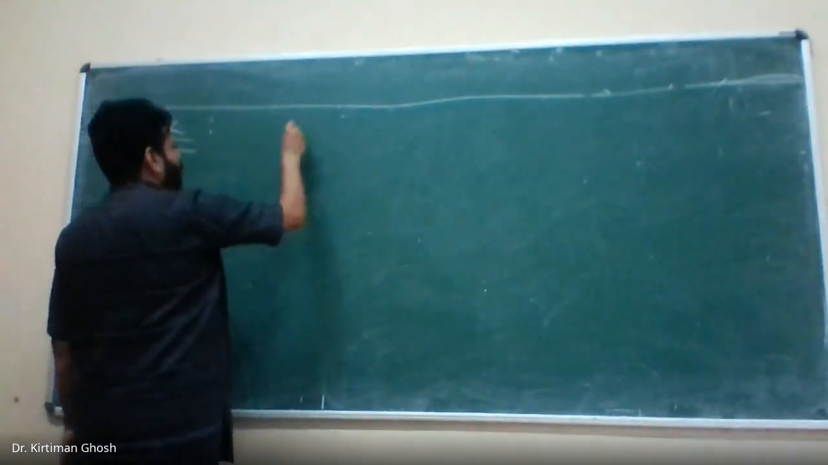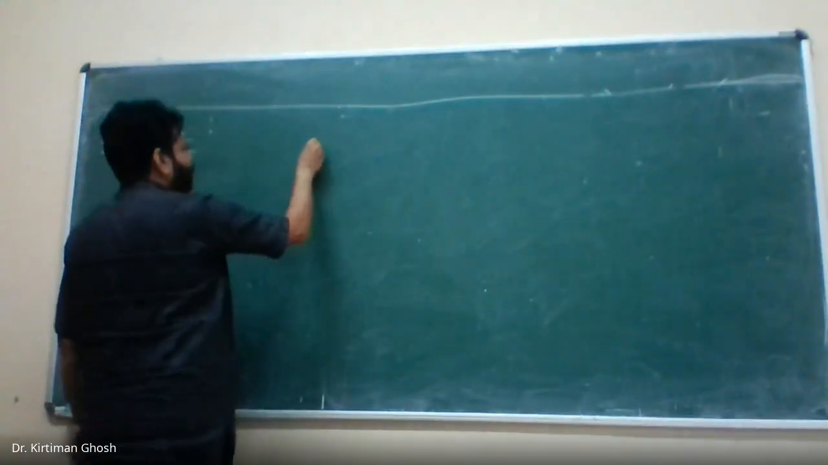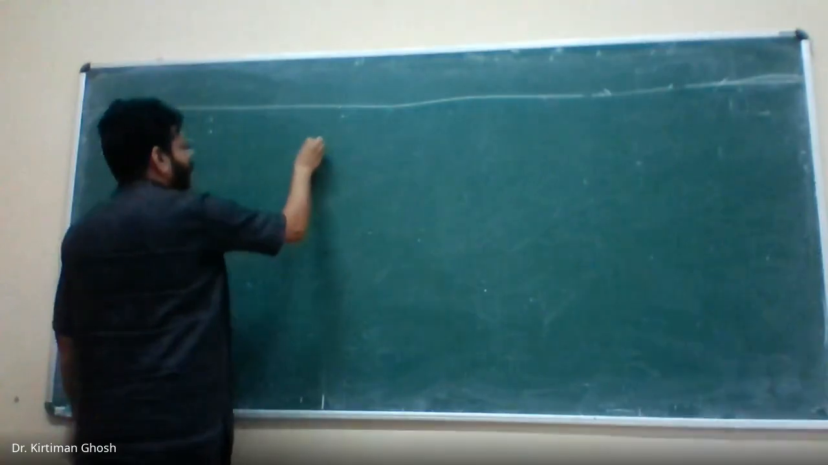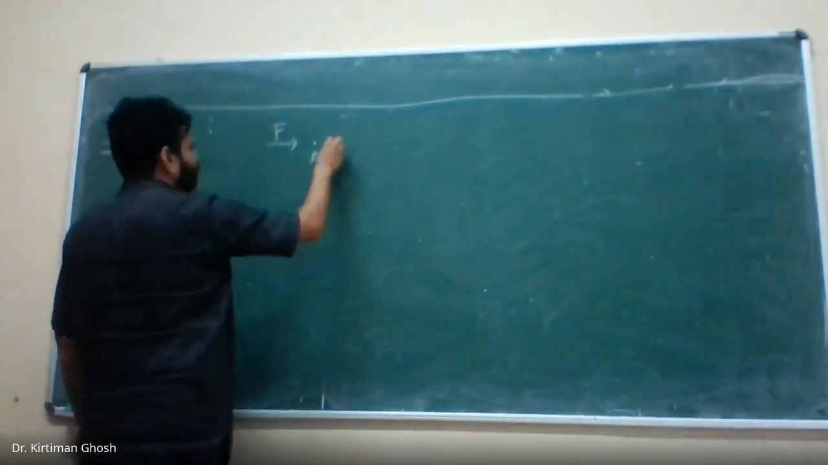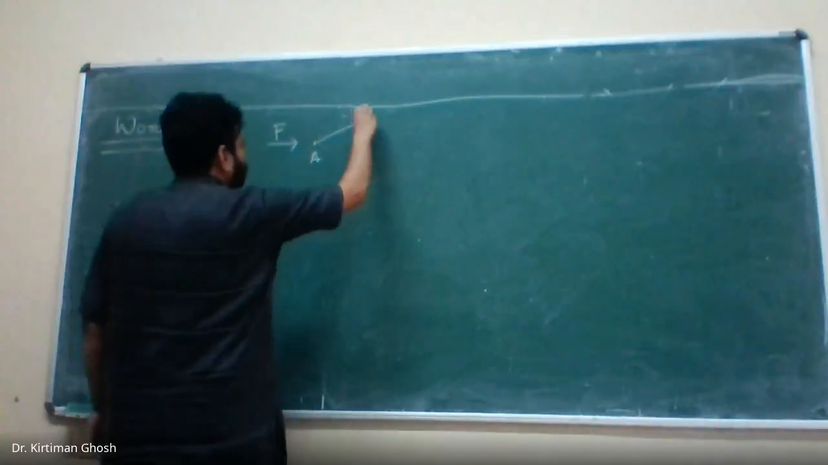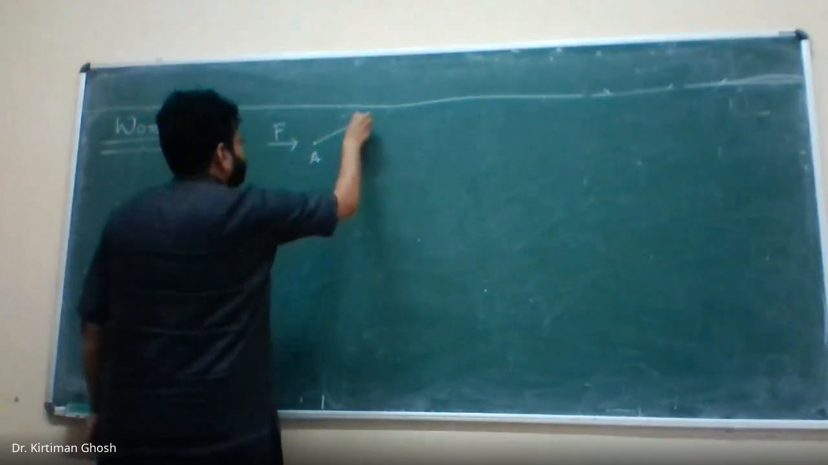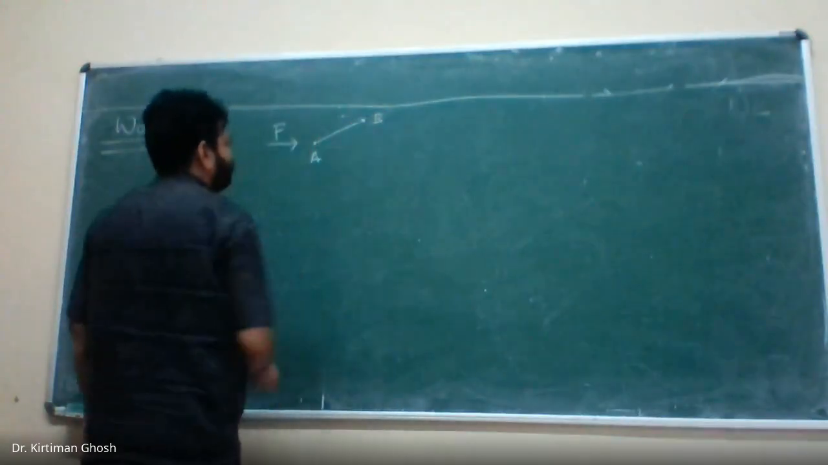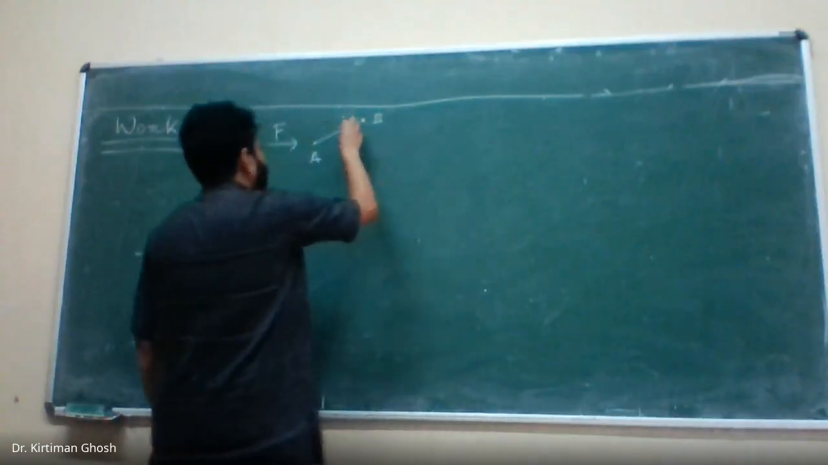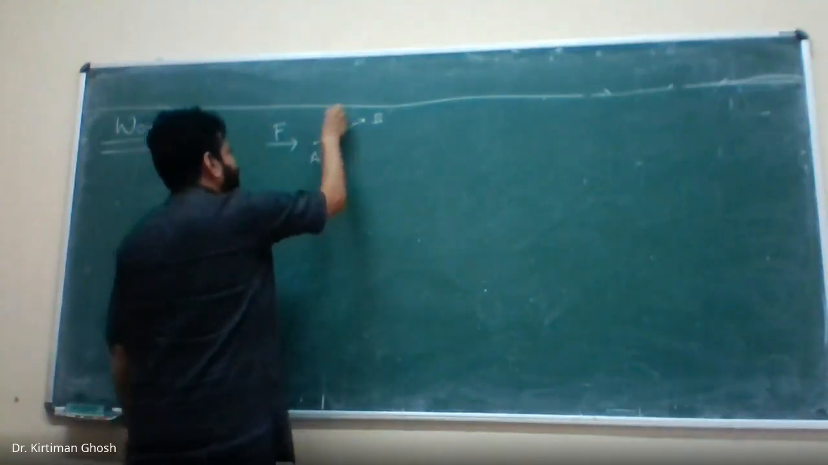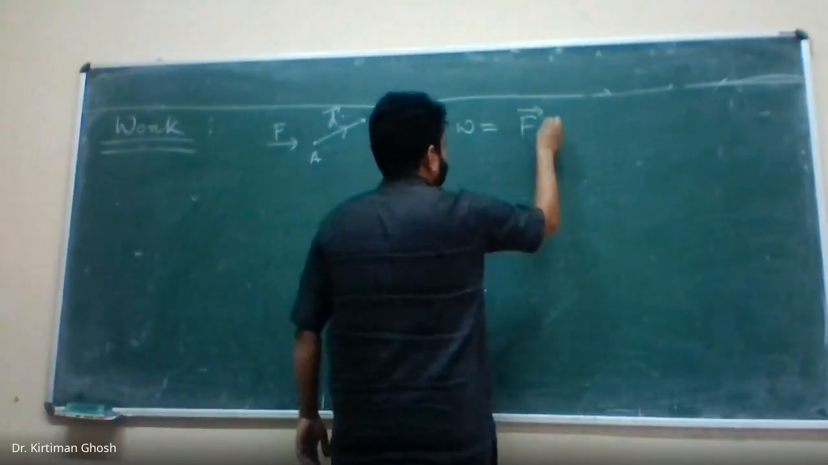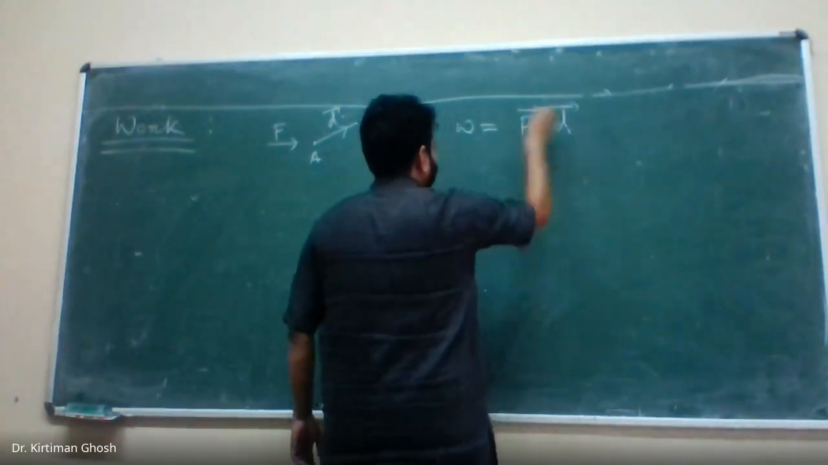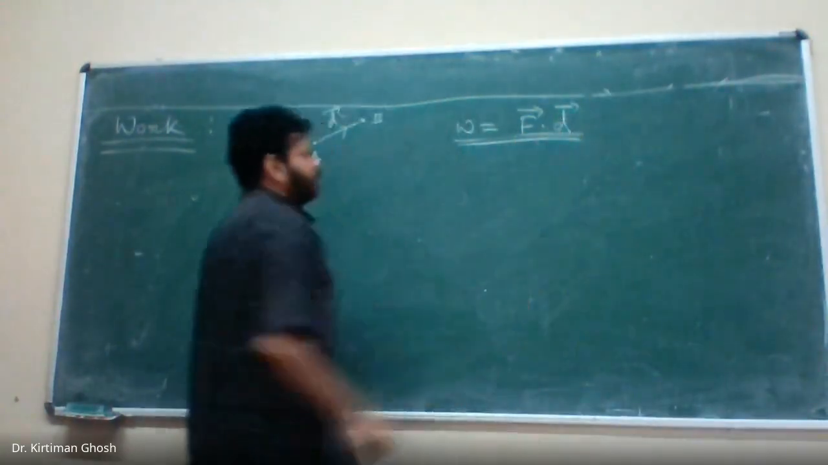So simply mechanical work. If I have a particle at point A, I apply a force F on this particle. It goes to another point B, and this displacement is the vector d. The work is nothing but F dot d. This is the mechanical work.